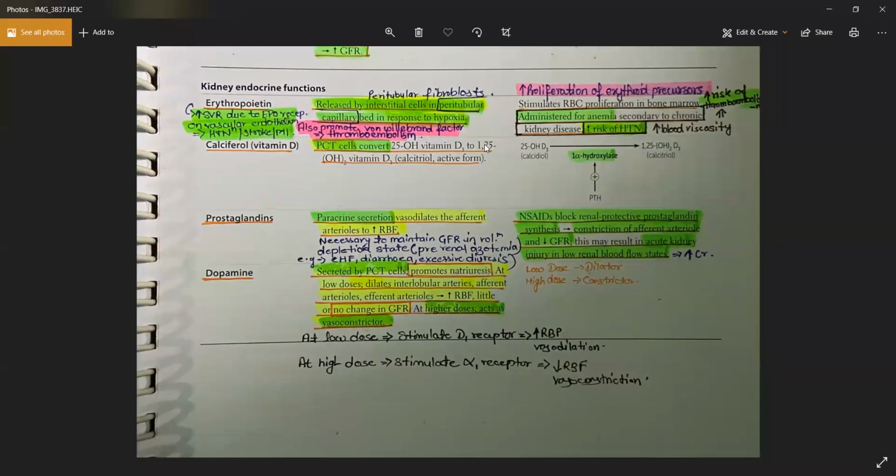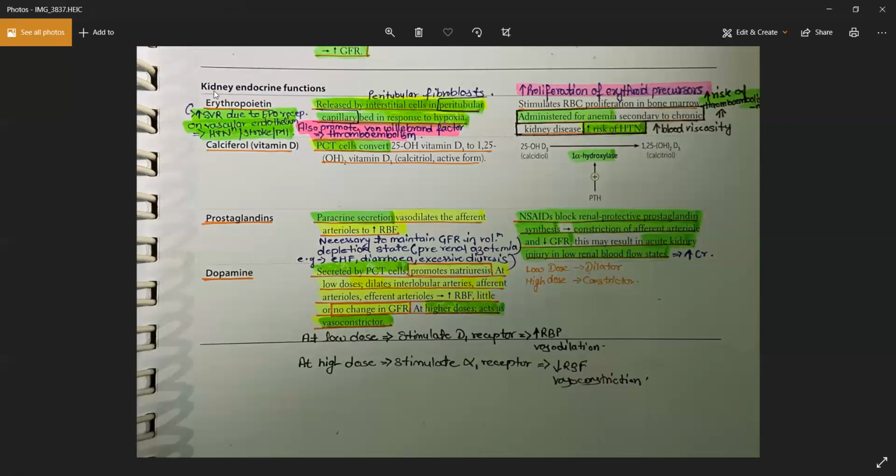Then some other functions of my kidney, other than regulating the volume status. The other endocrine functions: one is erythropoietin. And please note the location where the erythropoietin gets released. It is released from the PCT, and not from the PCT just. You have some fibroblasts surrounding the PCT, you call them the peritubular fibroblasts. And these peritubular fibroblast cells will release the erythropoietin whenever you have anemia.